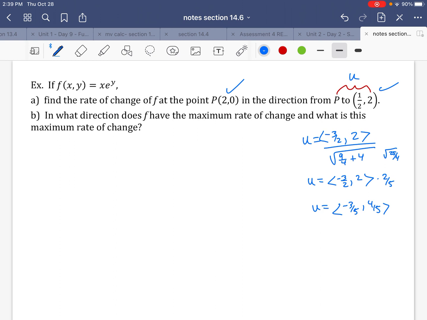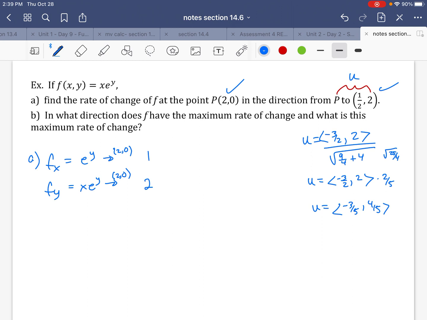It's a unit vector, and it's going in the direction from p to 1/2, 2. All right, so find the rate of change at 2, 0. So the rate of change, the directional derivative, so I need fx. My fx is going to be just e to the y. My fy is going to be x e to the y. I'm doing this at 2, 0. So plug in 0 for e to the y, I get 1. And plug in 2 and 0, so I get 2.